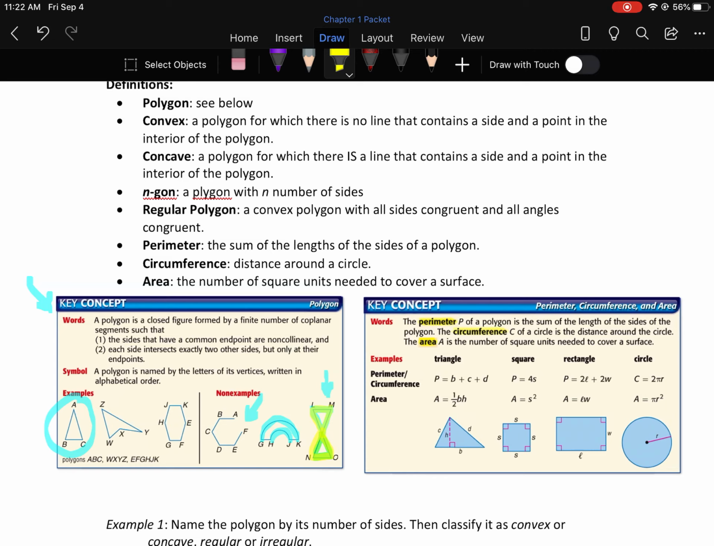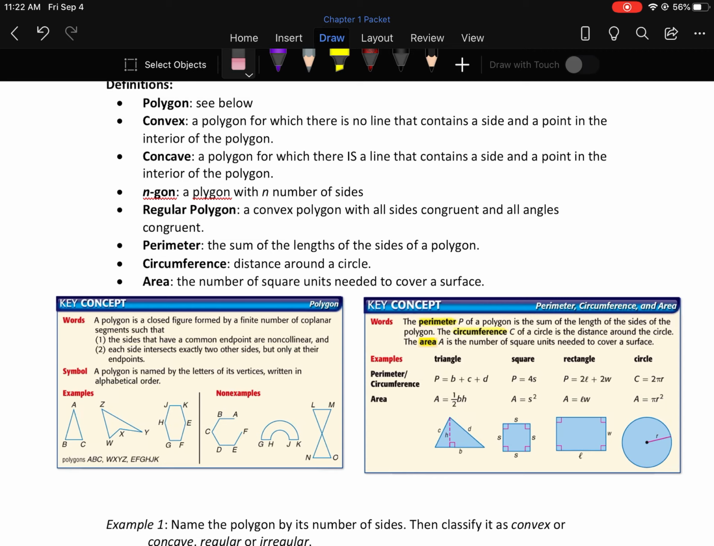All right, it says a polygon is named by the letters of its vertices written in alphabetical order. So they do give those examples down here. So the first one is ABC, the second is WXYZ, and the third is EFGHJK. Okay, they left out I because it sort of looks like a 1. All right, so basic information, we'll come back to that in a little bit as well.